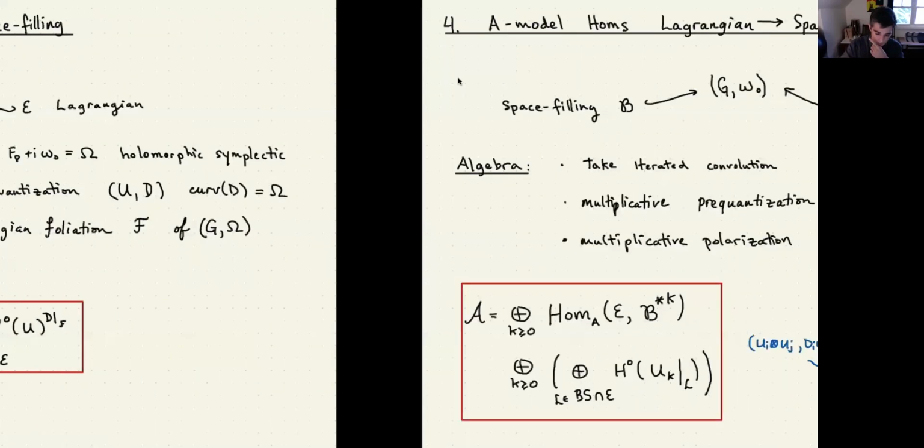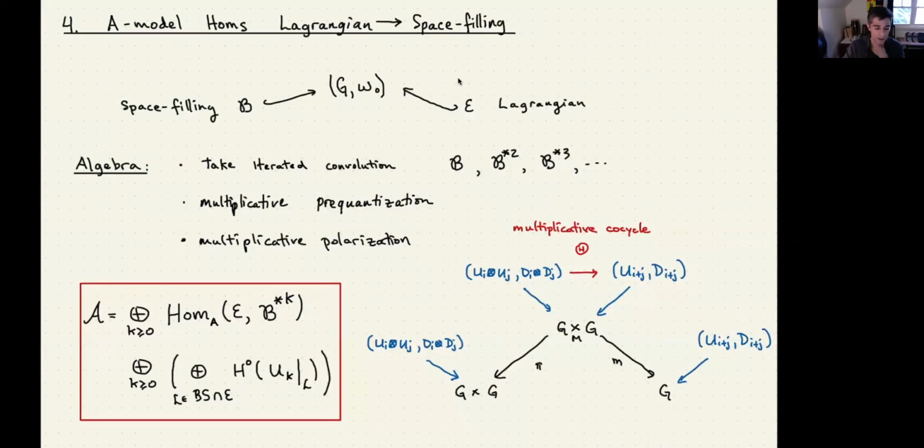And then we need to hopefully make this computation of Homs between these two branes in such a way that we can follow the computation when we do this iterated convolution. So we need to make sure that the prequantization of this holomorphic symplectic structure on the groupoid should be compatible with the multiplication with the groupoid structure. And that's why we need a multiplicative prequantization and a multiplicative polarization.